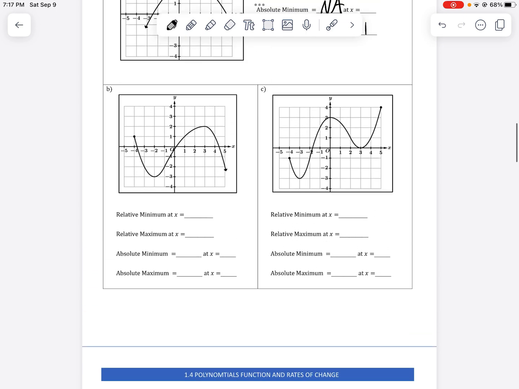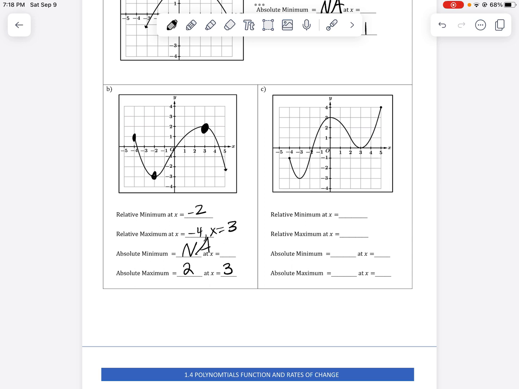So we could take a look at a couple more of these here. So our relative minimum. Well, here's a minimum right here, so there's one at x equals 2. Our relative max, well, there's 2 high points, so at x equals -4 and x equals 3. But the absolute lowest, well, this keeps going down, so there's not one. But the absolute max, the highest point is right here of 2 at x equals 3.